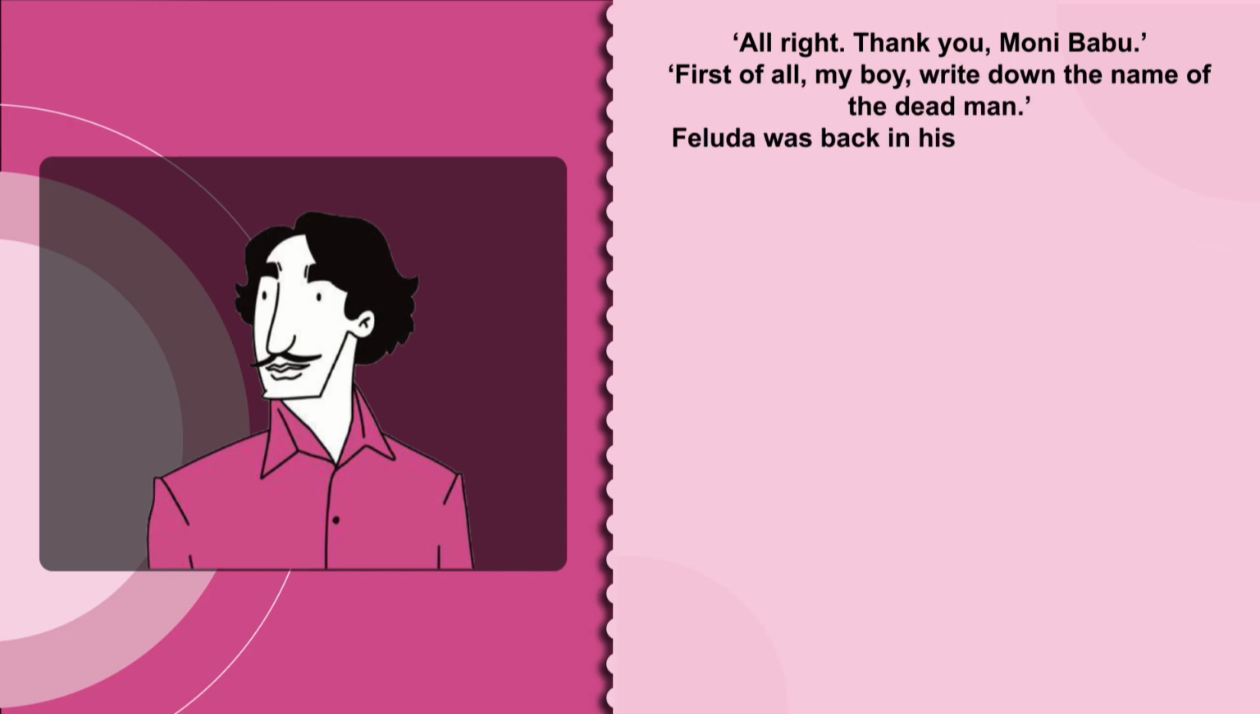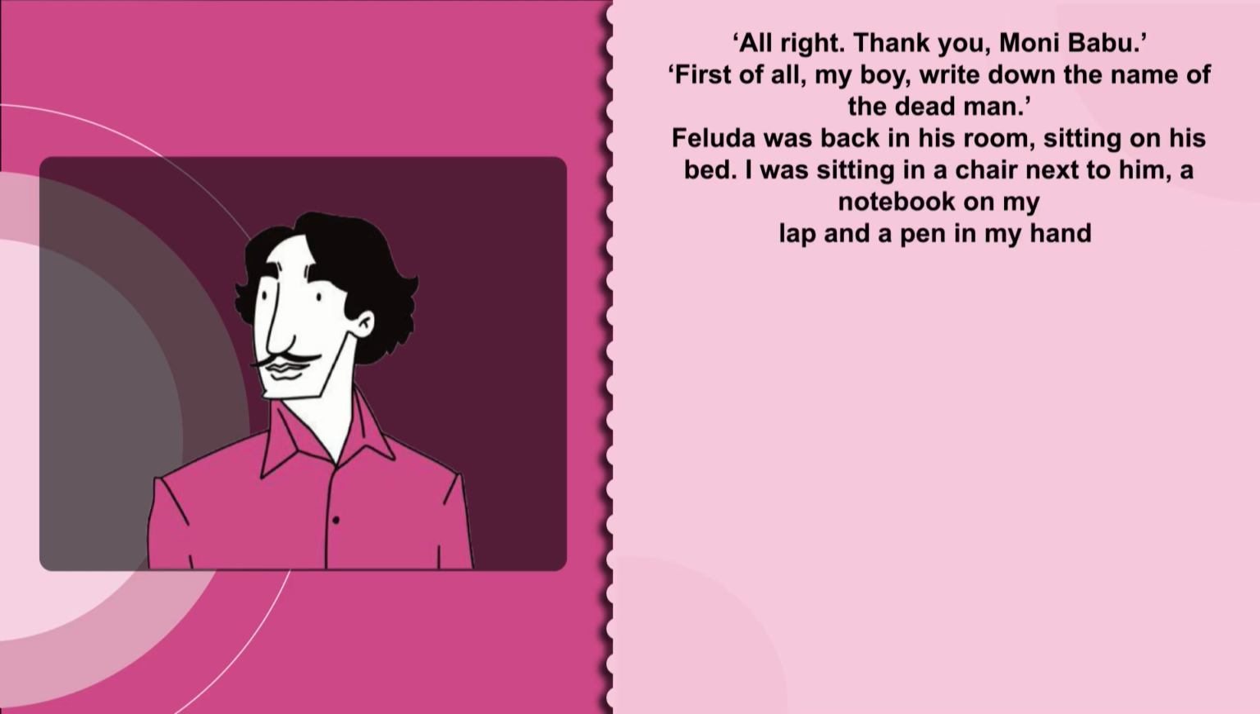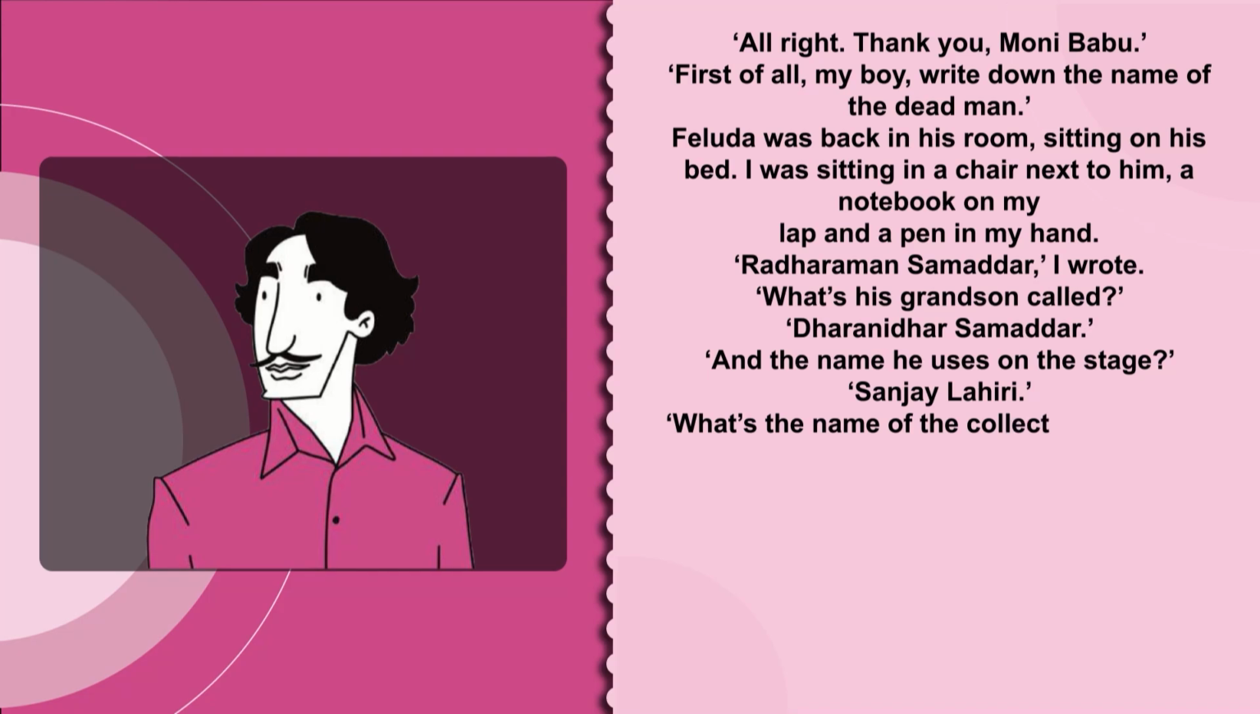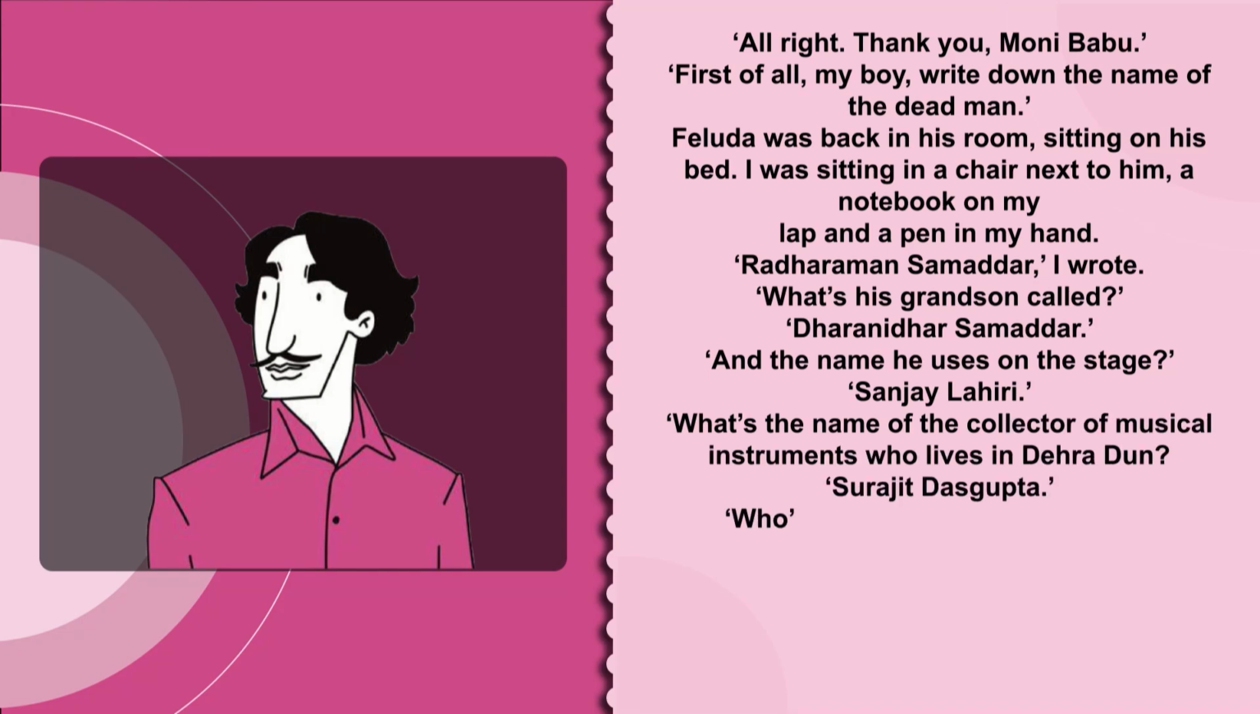Feluda was back in his room, sitting on his bed. I was sitting in a chair next to him, a notebook on my lap and a pen in my hand. Radharaman Samadar, I wrote. What's his grandson called? Dharnidhar Samadar. And the name he uses on the stage? Sanjay Lahiri. What's the name of the collector of musical instrument who lives in Dehradun? Surajit Dasgupta. Who is Radharaman's neighbor? Abani Sen. And his son, Sadhan.